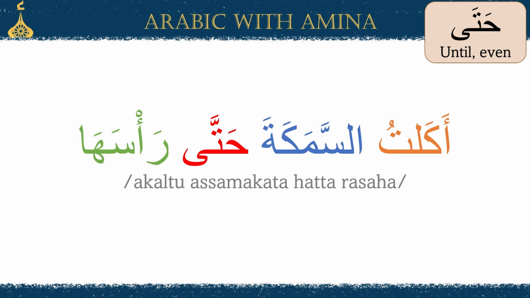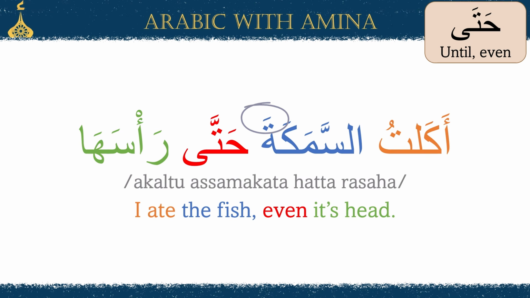Another example is أكلت السمكة حتى رأسها. I ate the fish, even its head. We are including the head and the fish. All of it was eaten. And because السمكة carries a fatha and is known as what falls before the حرف عطف, it is المعطوف. What comes after it, المعطوف عليه, will also carry the same حركة. So the fatha.